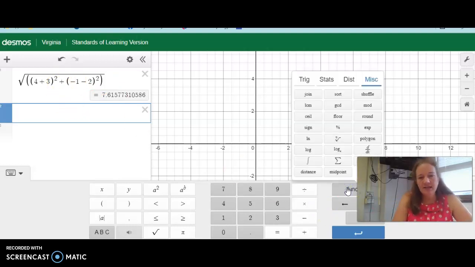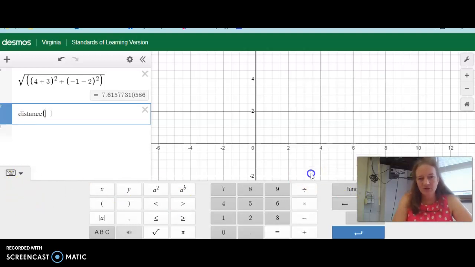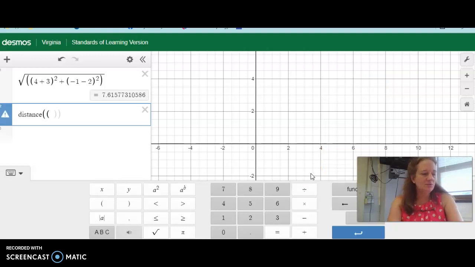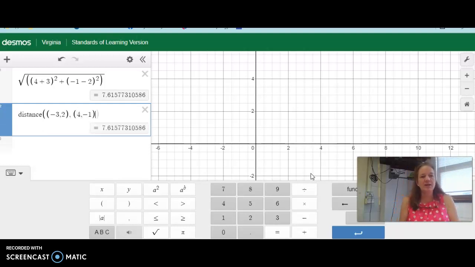What you can do instead is click on the keyboard, go to Functions, go to Miscellaneous, and look, there's distance. And all I have to do here is put my points in. So I'm going to put -3, 2 in for my first point because that's what they gave me, and for -1 for my second point.